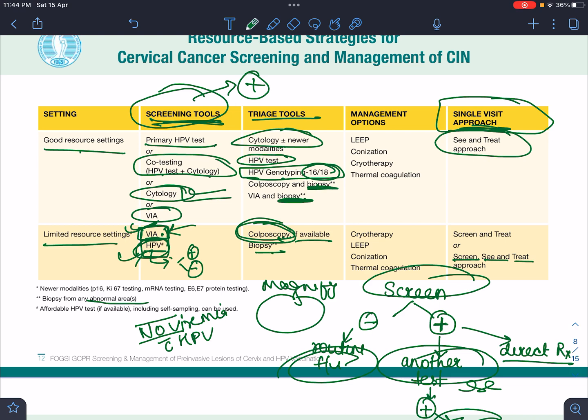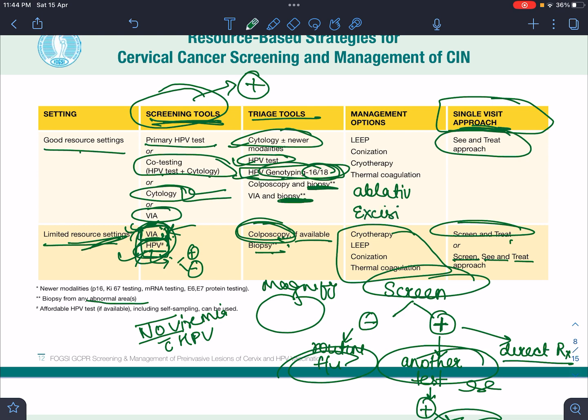Because in low resource setting, you've already done this. There's no point of doing these again. Anyway, genotyping will not be present. So you do colposcopy, and if biopsy facility is there, you send a biopsy. And anyway, in limited resource setting, we are actually going with screen and treat only. So it makes sense. You do VIA, and then you directly come and treat. So for treatment, you have ablative procedures and you have excisional procedures.